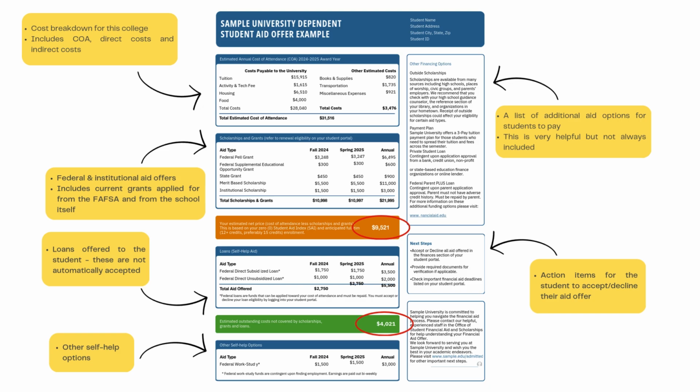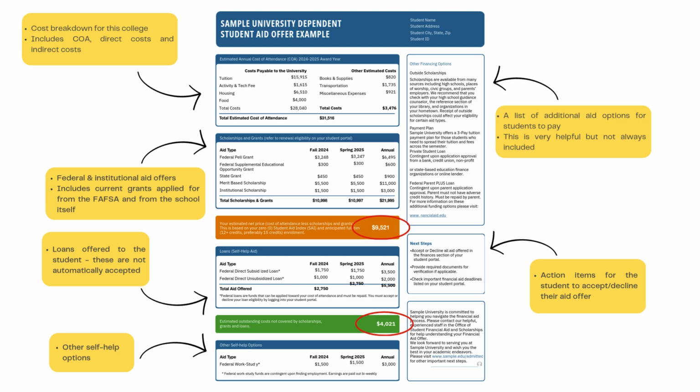So we're just going to go through each of these sections. And then on the next slide, we have an actual math breakdown of what those costs are going to be for the student. So in this first section, we can see the cost breakdown for this particular college. This includes the cost of attendance and the direct cost and indirect cost. We can see that this school has really laid this out pretty well.